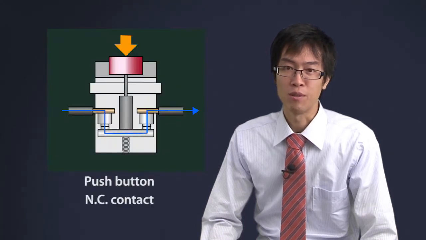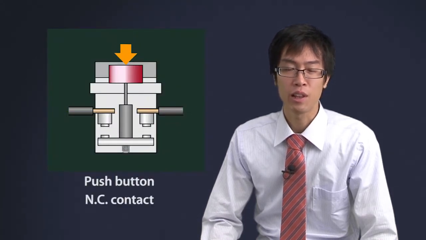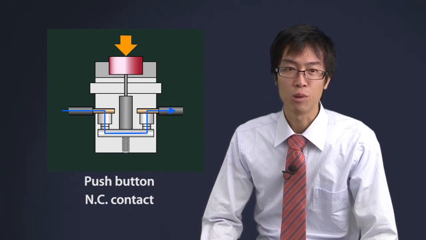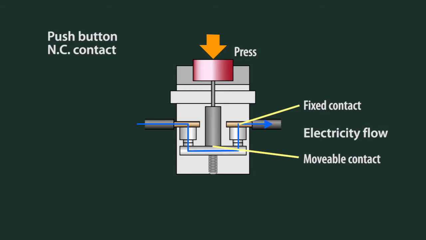A normally closed contact, conversely, is a contact that is closed in its default position. When actuated, the contact will open and no electricity will flow.